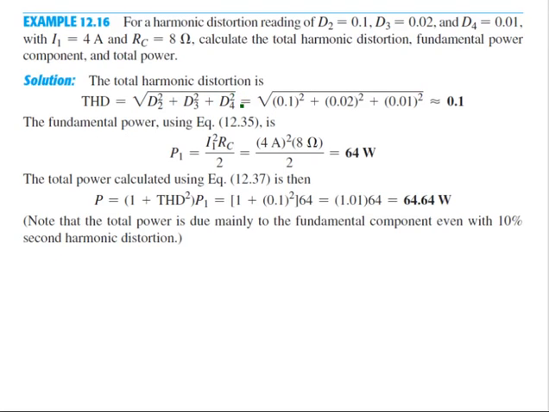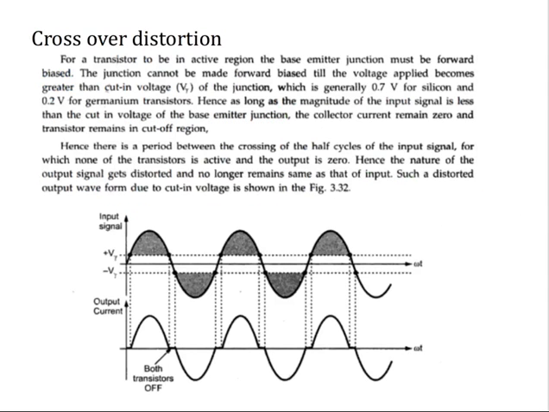Now this example is giving you the output power because of the distortion D2, D3 and D4. So if you know D2, D3, D4, THD is root over D2 square plus D3 square plus D4 square. And the power equation for fundamental power will be I1 square RC by 2, and the total power you can calculate as 1 plus THD square into P1, and you will get it as 64.64 watt. Please note one thing here, the total power is due mainly to the fundamental component. Even with 10% second harmonic, we got 10% THD because of D2, but still it is very small, it is not affecting the fundamental power much.